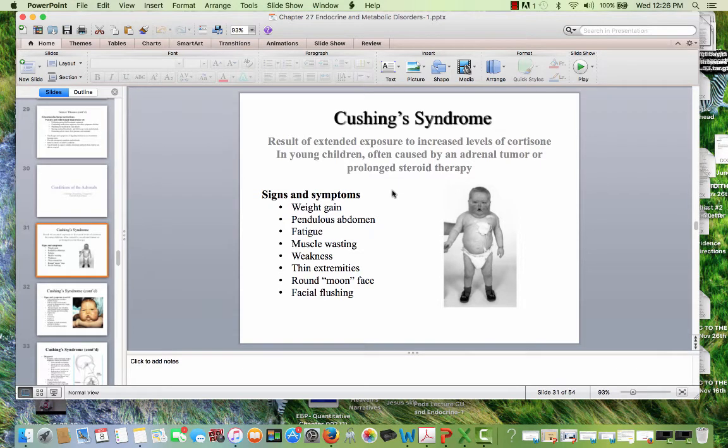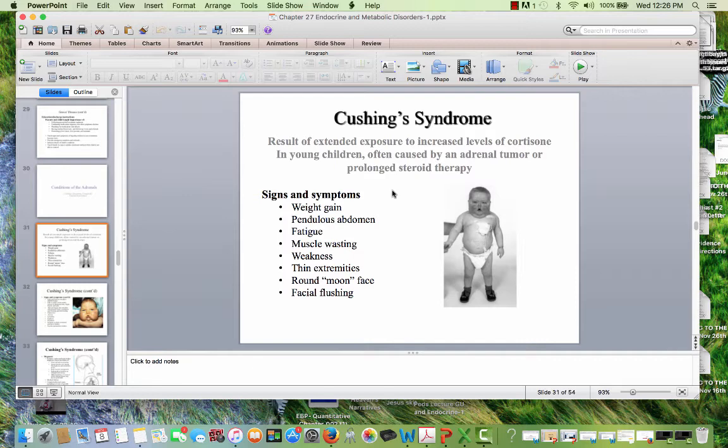They'll have what's called a pendulous abdomen, which is where the weight gains towards the midpoint of the abdomen. They'll have a lot of fatigue, muscle wasting, and weakness of the extremities. A round, moon-shaped face is very commonly seen with kids with Cushing's. And they'll have a fat pad that's usually located between the shoulder blades, and this is known as a buffalo hump. And they'll often have stretch marks that are pink and purple on the abdomen, thighs, and arms.